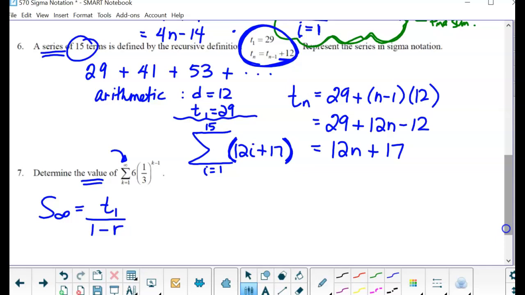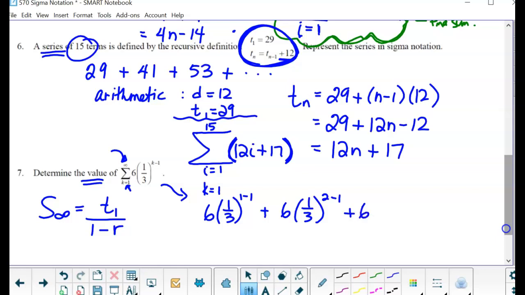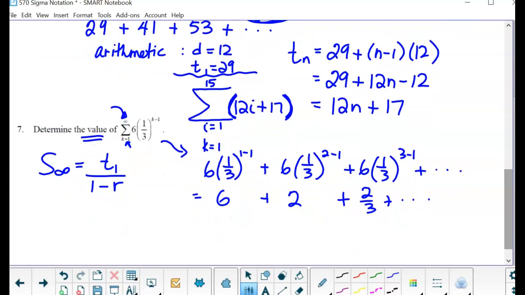And you might look at it and think, oh yeah, it's 6. Just always check. Maybe your index is not starting at 1. Maybe this has been simplified somehow. So always do the first couple of terms. So when k equals 1, we would get 6 times 1/3 to the 1 minus 1, plus 6 times 1/3 to the 2 minus 1, plus 6 times 1/3 to the 3 minus 1. So that's going to be equal to 6, that's going to be equal to 2, that's going to be equal to 2/3. Okay, so it does turn out that your first term is 6, and that your common ratio is 1/3.